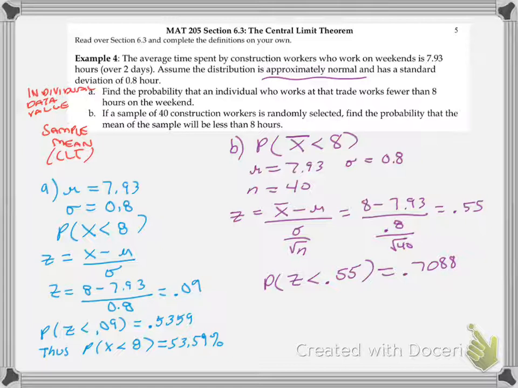So the probability that the mean of the sample will be less than 8 hours is 70.88%. Notice the difference between the two probabilities. For an individual, it's 53.6%. For the mean of the sample, it's 70.9%, right? So what's going on is that the sample mean distribution has less variability than the individual data values. As n increases, the standard deviation of the mean decreases. So that's where that difference comes from.